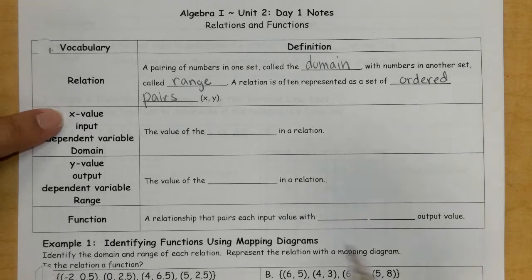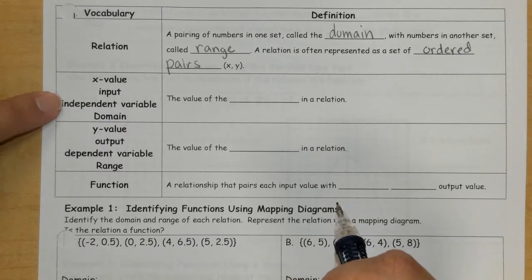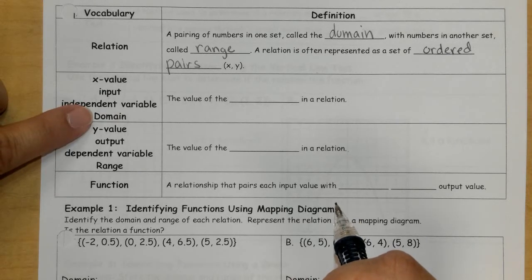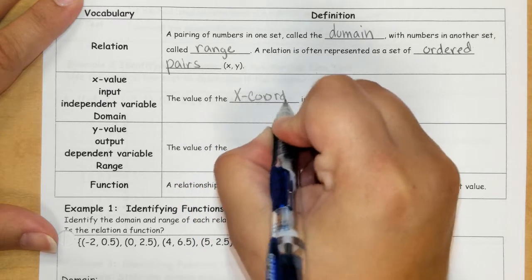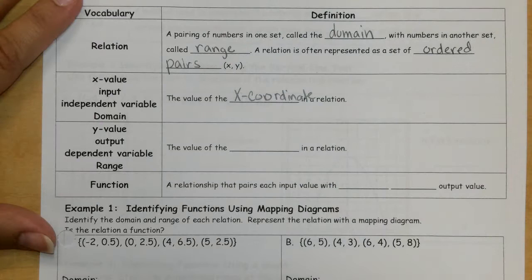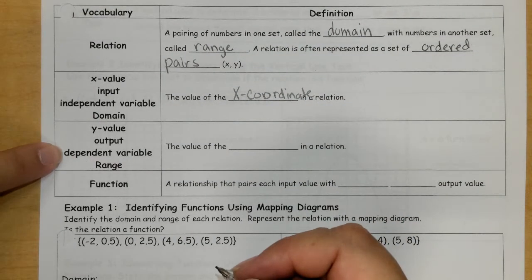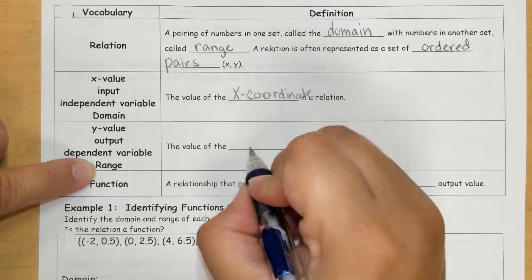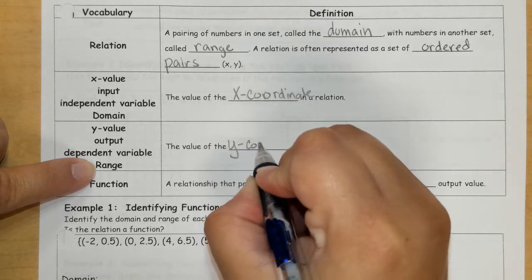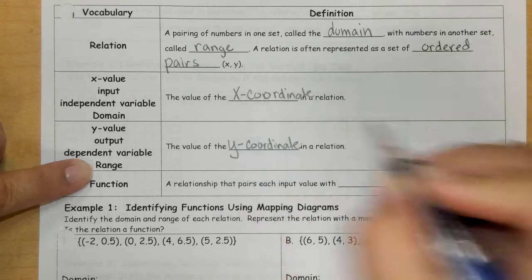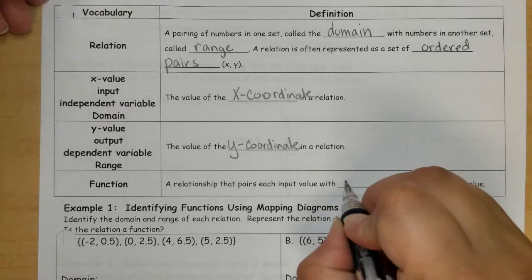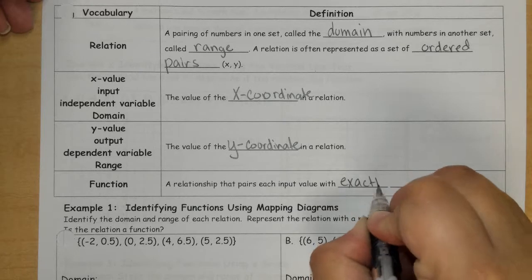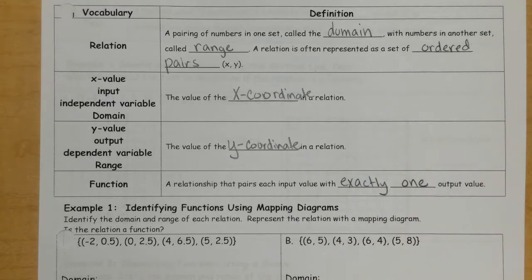Now these words here are synonyms: x value, input, independent variable, and domain. All of this is your x coordinate. For the y value, output, dependent variable, and range, this would be your y coordinate. And then lastly, a function is a relationship that pairs each input value with exactly one output value.